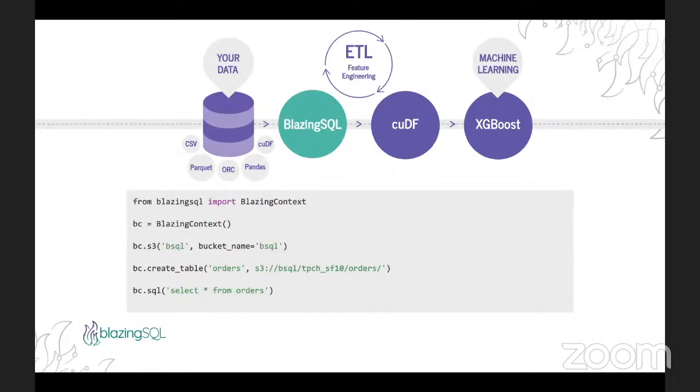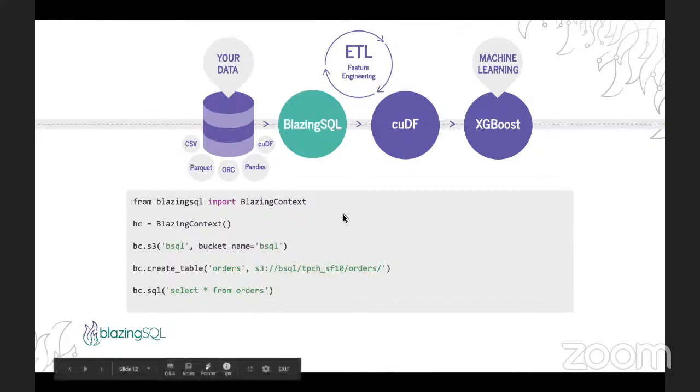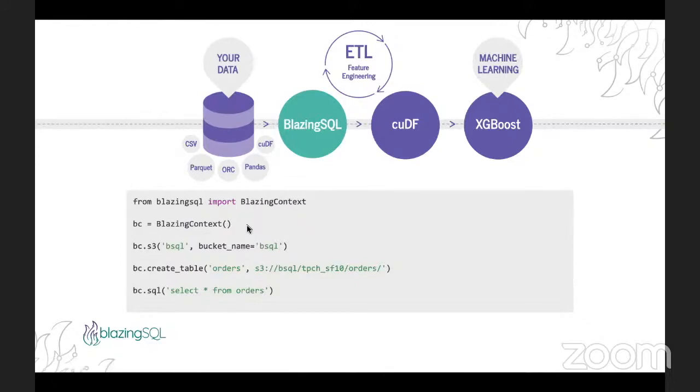It can be a CSV, it can be Parquet, it can be ORC, it can be Pandas. It can be local to your machine, or it can be remote in an S3 bucket like we do over here. Instantiating Blazing SQL is very simple. You import the Blazing context, create a Blazing context, as simple as here with all the default parameters. You can register an S3 bucket. In this particular case, we register BSQL, create a table of orders. This is coming from our benchmark that I'm going to get to in a second. And we run some SQL query on top of that.